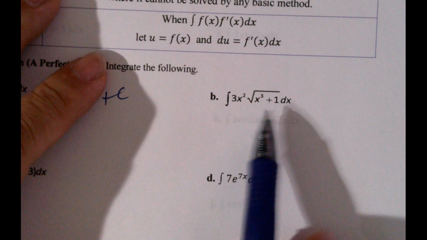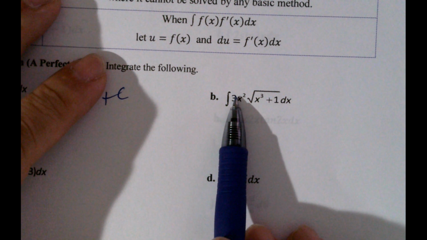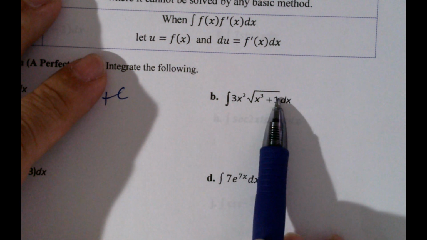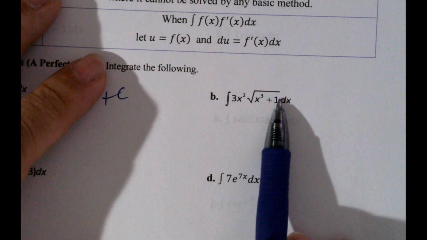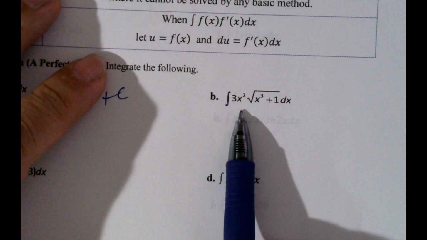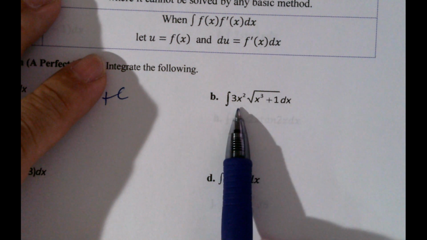Here, look for the derivative of something somewhere else. So here, what's the derivative of 3x squared? It's 6x. There's no 6x lying around. What is the derivative of x cubed plus 1? 3x squared. So there it is. So that's going to be absorbed when I integrate this.